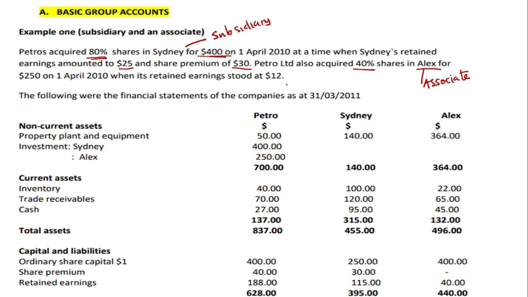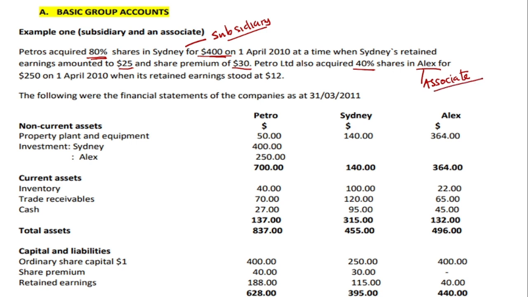Now, as earlier mentioned, a subsidiary is a company that you are controlling, and control comes in as a result of having the majority shareholding, that is 50 plus 1%. So in the case of Sidin, we actually have 80%. So we are controlling. So Sidin is a subsidiary of Petros. And Petro acquired 40% in Alex. So here you have what we call significant influence. There's no control, but you can influence. Okay, so this is what we have.